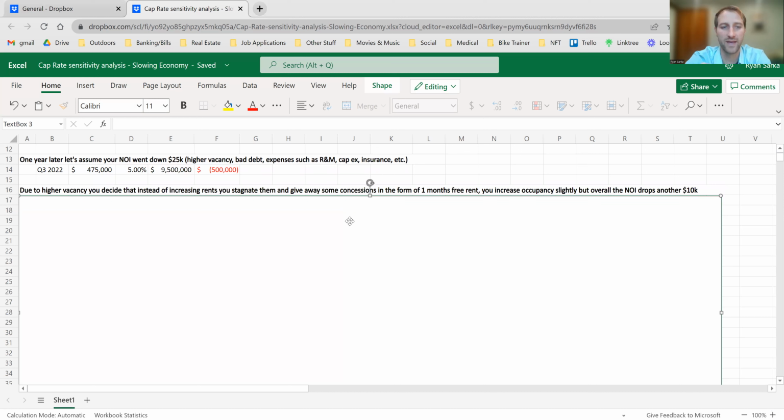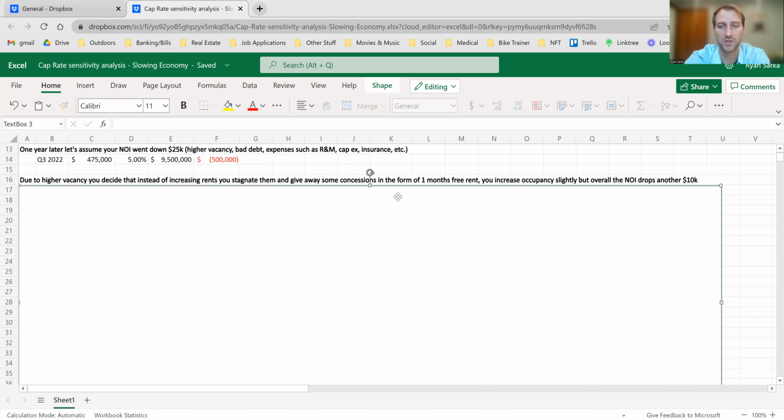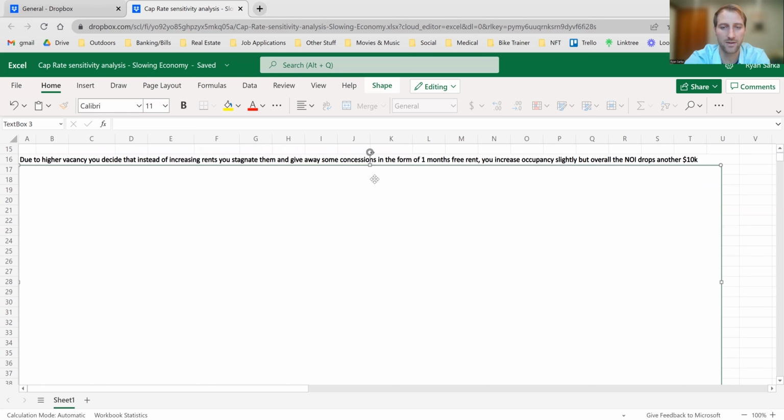We have some higher vacancy. So you end up deciding that instead of increasing your rents like you would typically do, and like you probably did on your pro forma, especially looking at the past year and a half or 2 years, you stagnate them, you leave them level. And you even give away some concessions in the form of like a month's free rent, whatever else, in order to try to increase your occupancy. And it works. You increase your occupancy, but with the concessions overall, you just end up dropping your NOI another $10,000. I know that may not be realistic, but just assume so for this.